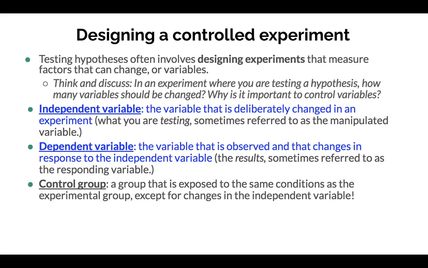Oftentimes in an experiment you will also have a control group, and that is a group that is exposed to the same conditions as the experimental group, except it is not given the change that the independent variable was.